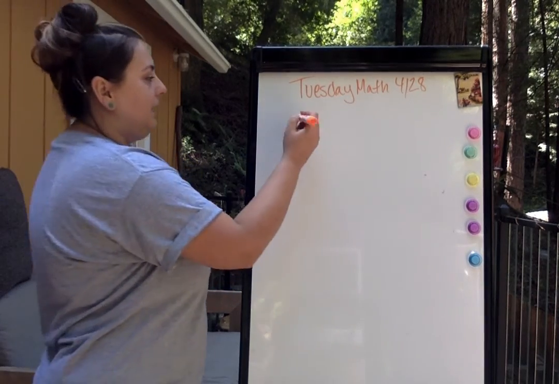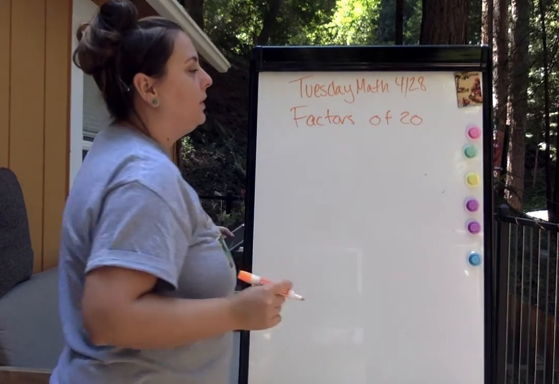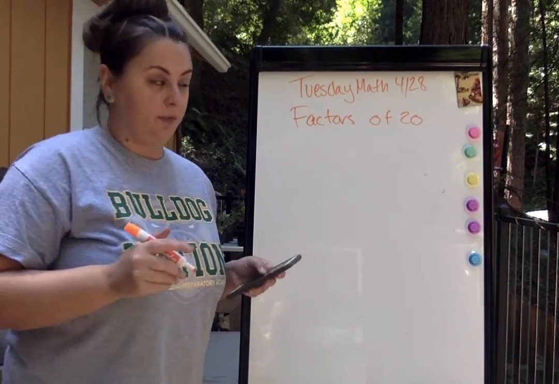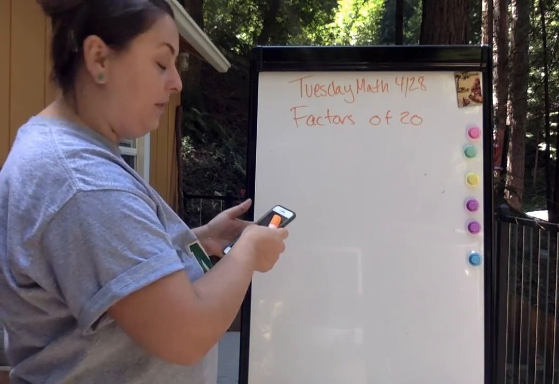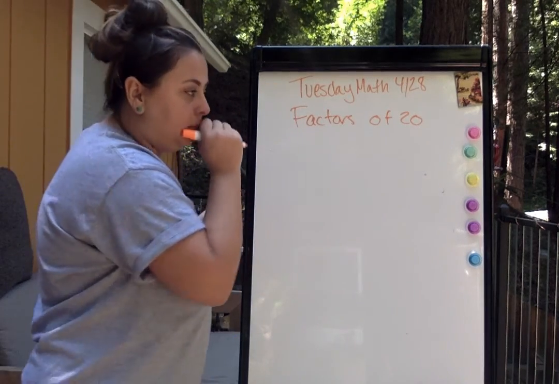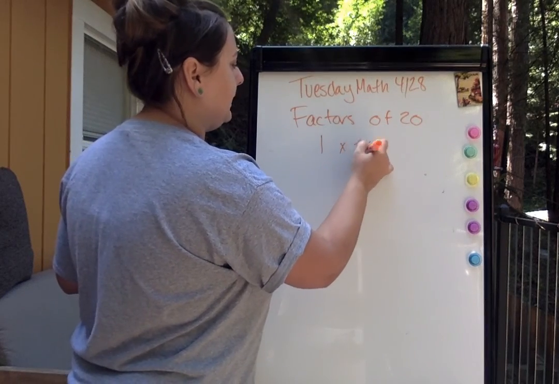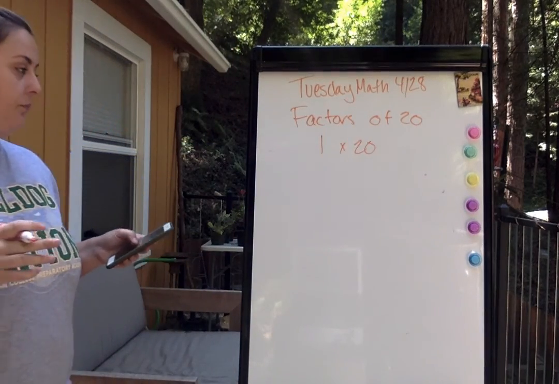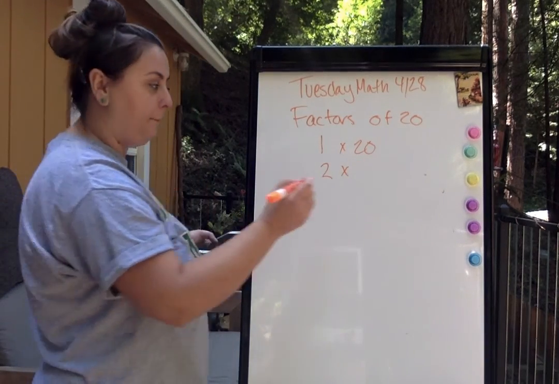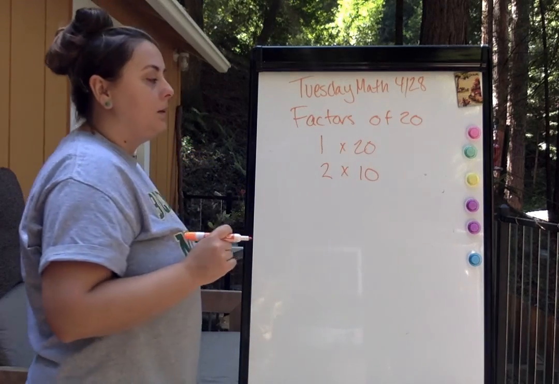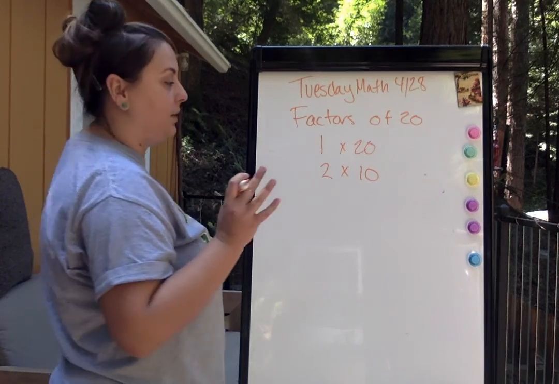We're gonna check out the factors of 20. So you want to think of all the multiplication facts that you can use to make up 20, and you're gonna check all these that apply. The first one, 1 times 20. That's always the easiest. Now think, 2 times what can equal 20? 2 times 10. 3 times what equals 20? Well, 3 times 7 is 21, so that's not going to work.